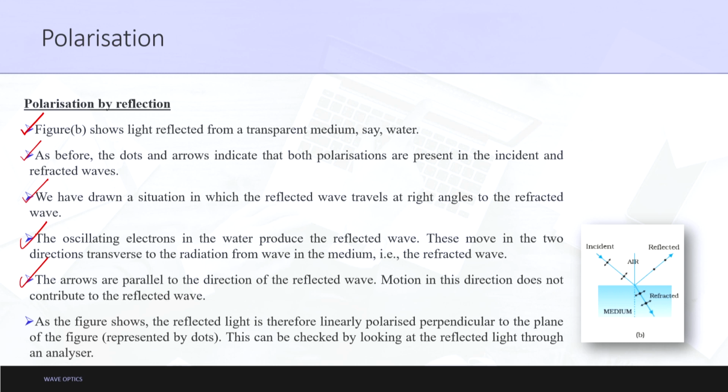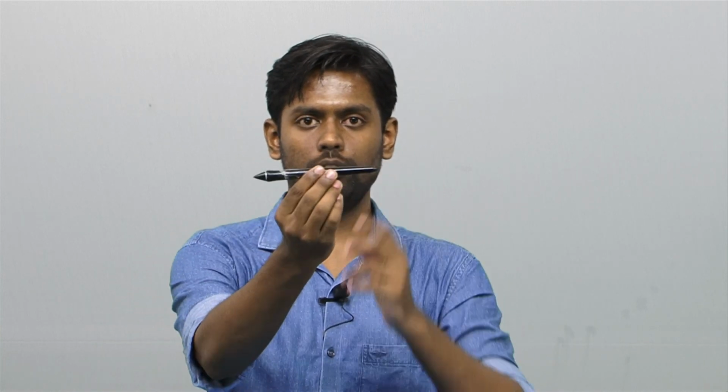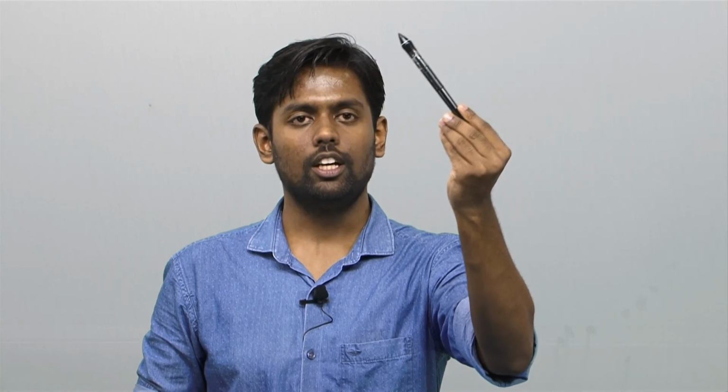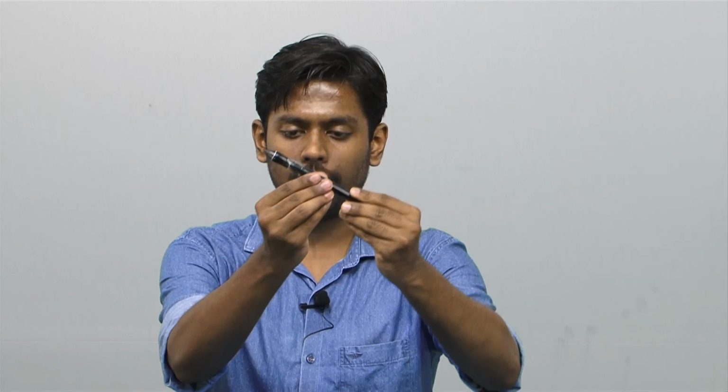So as the figure shows, the reflected light is therefore linearly polarized perpendicular to the plane of the figure, represented by dots. Quite evident, as I already explained to you, because the concept which is happening here is not happening here, it is being absorbed. That is why the reflected light does not have this. Let us suppose this is the interface, and this is the plane of polarized light being explained here. Because this is being absorbed, the refracted part can't take it into the picture. So everything is being absorbed for the reflected wave, and hence this can't be visible.